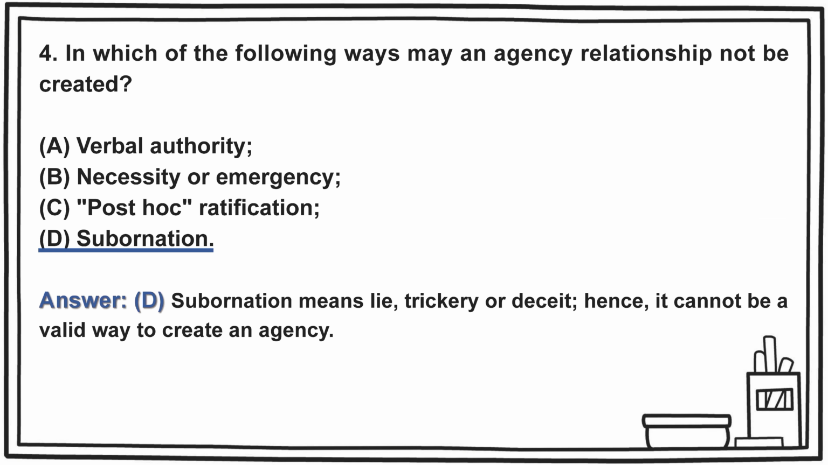Answer: D. Subornation means lie, trickery, or deceit, hence, it cannot be a valid way to create an agency.